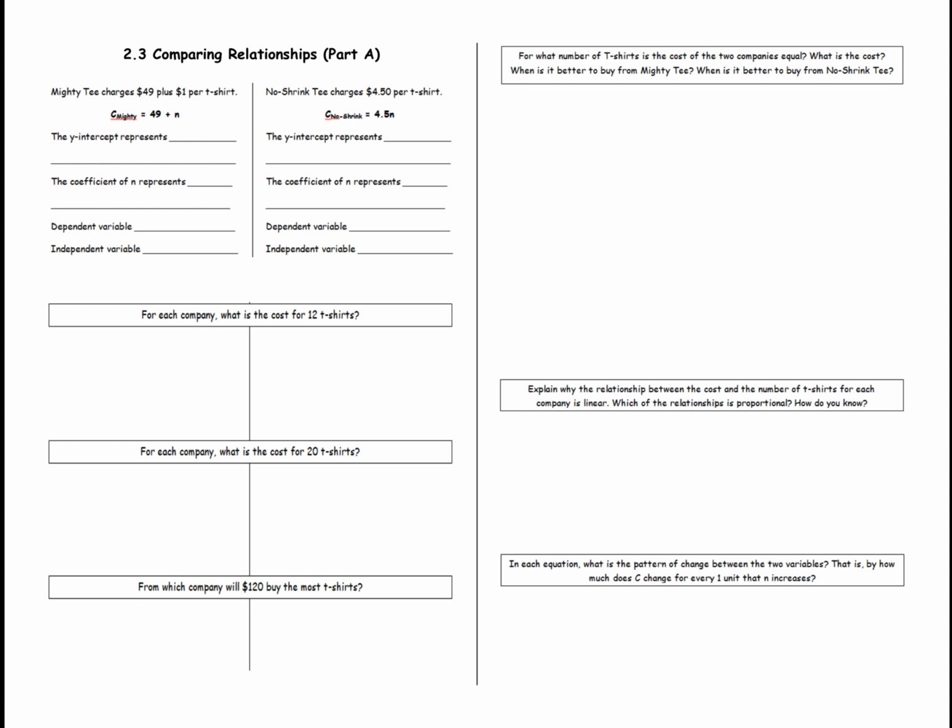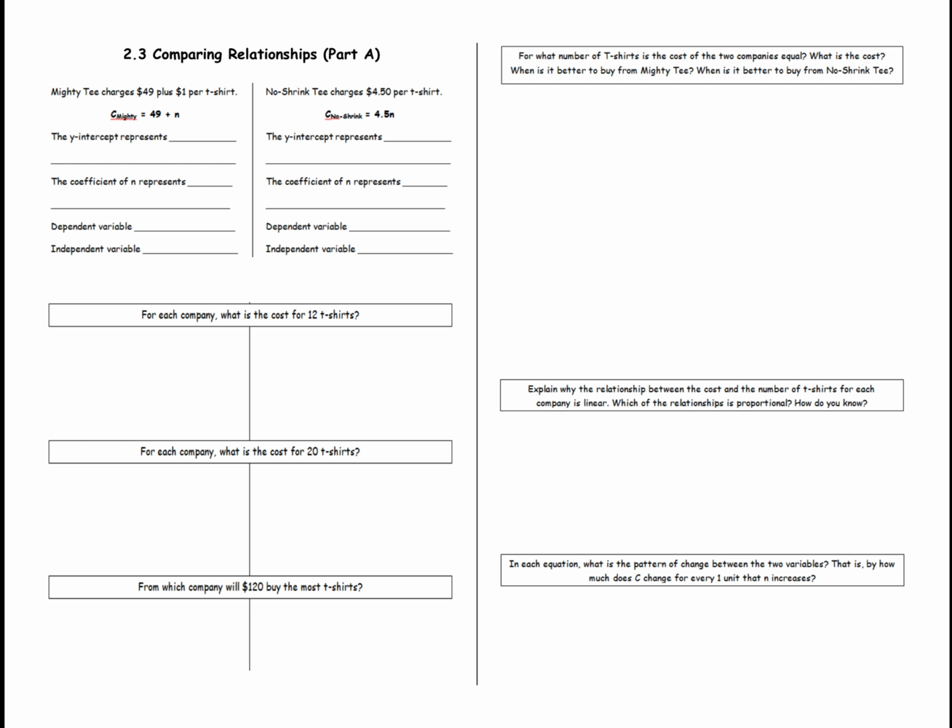Okay, back to the reading. No Shrink Tee charges $4.50 per t-shirt. So they don't have a fee. They just say, if you want to buy shirts from us, all the shirts are $4.50. Ms. Chang writes the following equations on the board, and they start to talk about which company would be the best. A lot like yesterday with Emil and Henry, at one point they're going to have the same cost for the same amount of shirts, just like Henry and Emil had the same time at the same distance. That was their intersection. So we will find an intersection with these today.